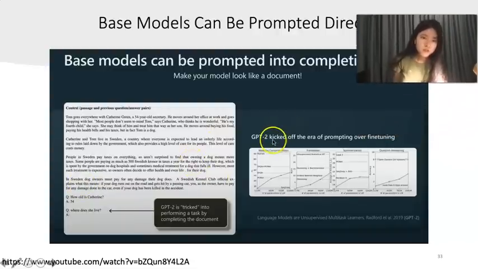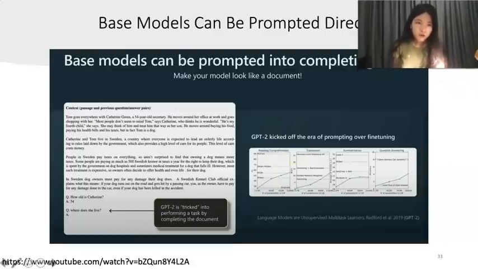So essentially, after GPT-2, more prompting methods are seen in different papers or just on the web. So prompting seems to be the new trend over fine-tuning, like traditional fine-tuning. Here I mean traditional fine-tuning.